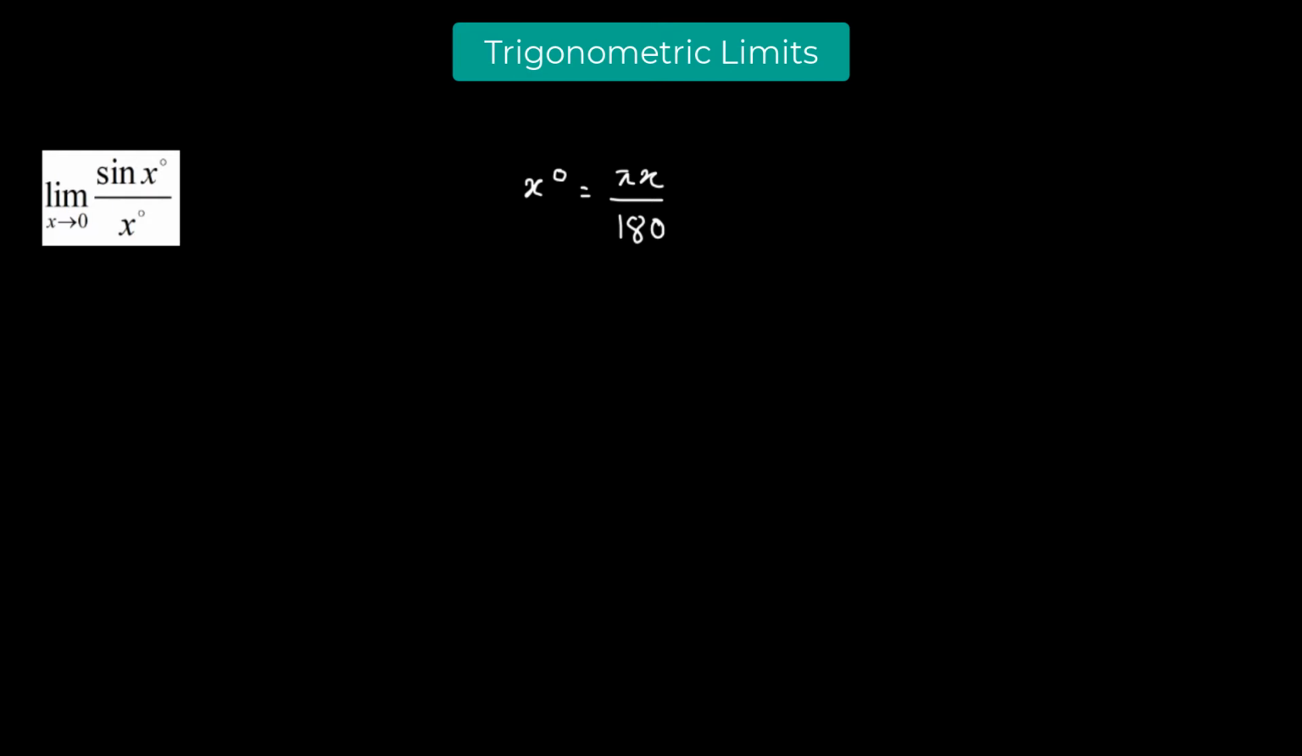So this is going to be equal to the limit as x tends to 0 of sine of x degree, which will be pi x over 180, divided by x degree, which will be simply pi x over 180. So this is all in radians. Now this limiting value is going to be simply equal to 1 because this is using the definition that sine of some angle theta divided by theta as theta tends to 0 will give us a limiting value of 1.